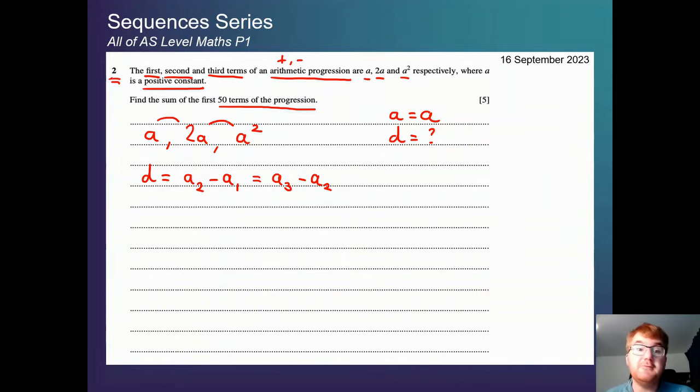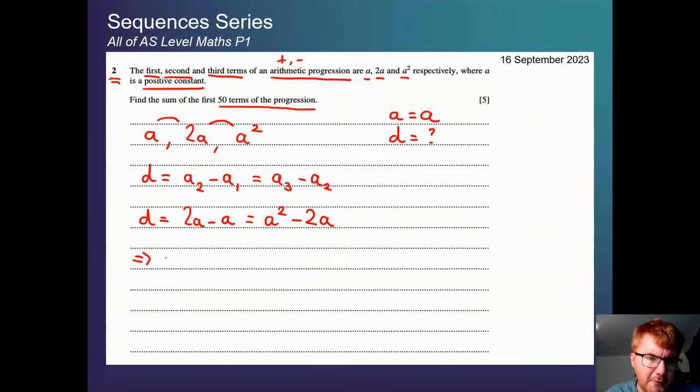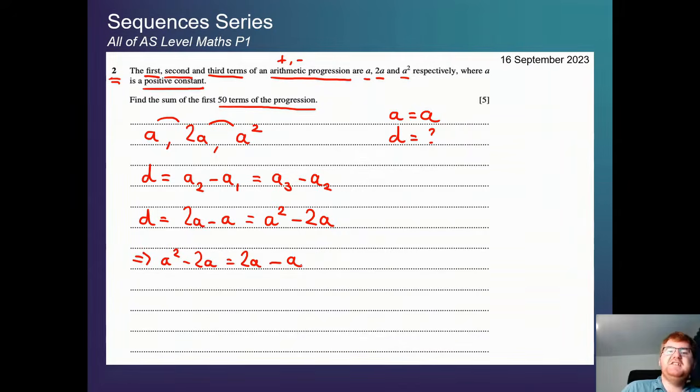Now we can form two expressions to do this. So d is equal to, well, 2a minus a, so second term minus first term, or it's equal to third term, a squared, minus 2a. And because both of these things are equal to the common difference, these two things must be equal to each other. Therefore, a squared minus 2a is equal to 2a minus a. Still feels like at this point we're not going to get a number out of this, but keep the faith, we're going to go through this now.